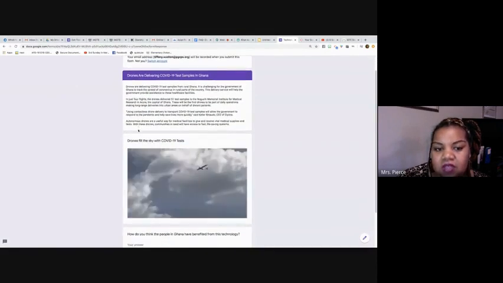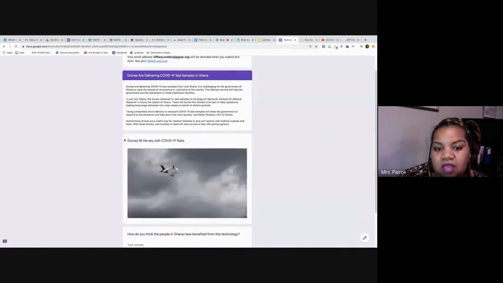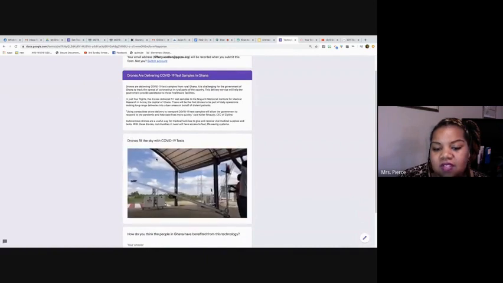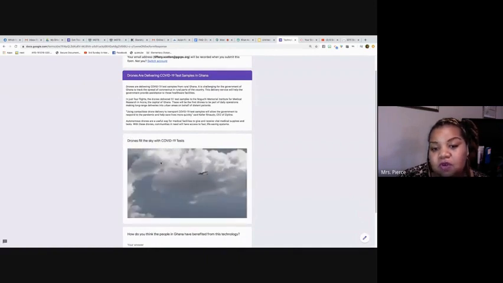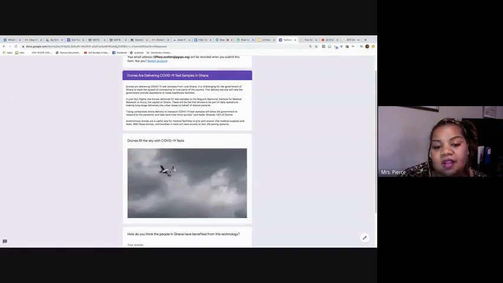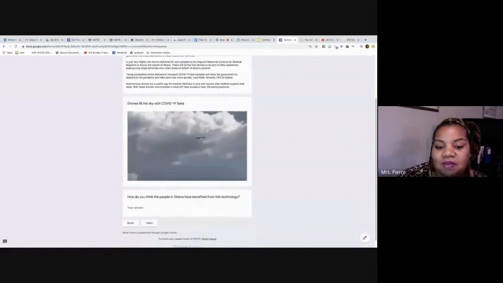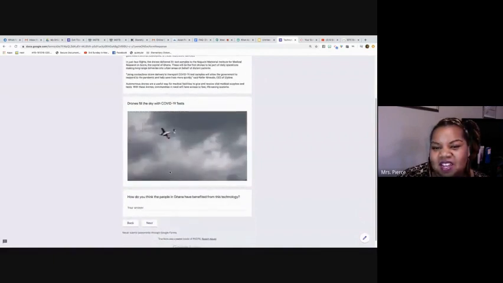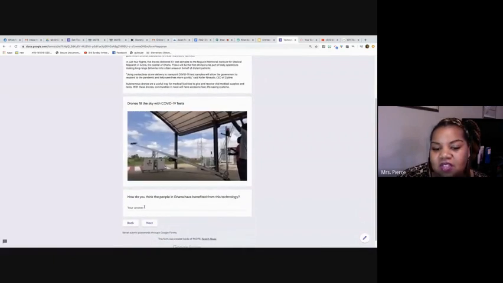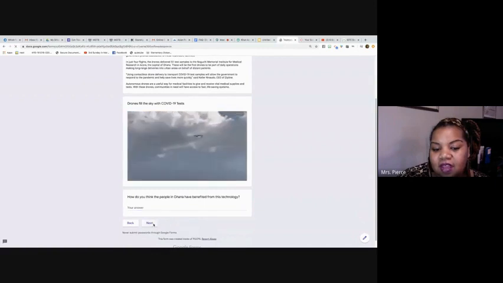Okay. So let's take a look. Look at that. I know it looks like a plane. It is a plane, but it's a drone. Okay. And it's pretty cool. So, how do you think that people in Ghana have benefited from this technology? Go ahead and type your answer in there, okay? Let's go.